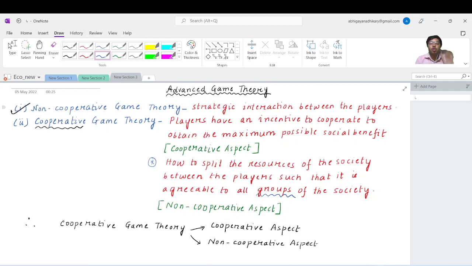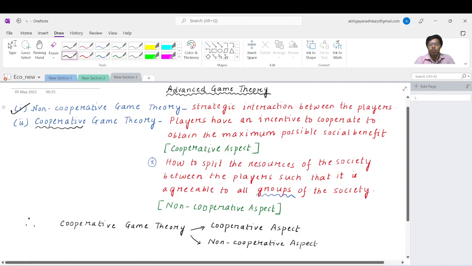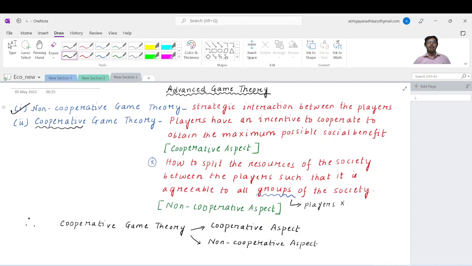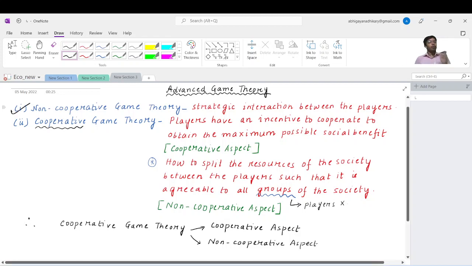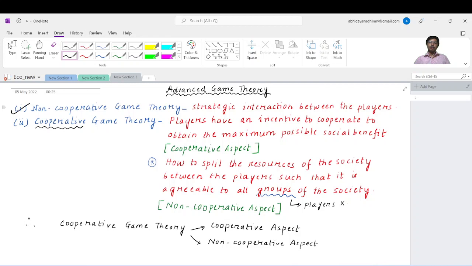Now, what do I mean by groups over here is that, suppose you have a society of n individuals, and I'm talking of cooperative game theory, remember that. So essentially I'm talking of players having an incentive to cooperate with one another. Obviously, when I mean cooperation, the more the cooperation between the players, the greater will be the possible social output. So, the larger the number of players who cooperate, the better. But essentially, this need not always happen.